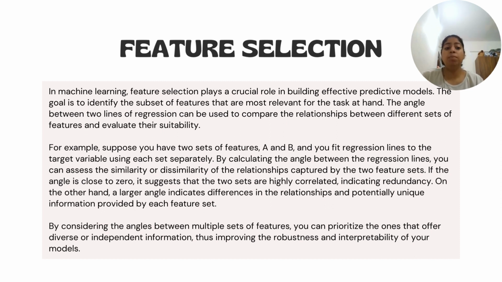By calculating the angle between the lines, you can assess the similarity or dissimilarity of the relationship captured by the two feature sets. If the angle is close to zero, it suggests that the two sets are highly correlated, indicating redundancy. On the other hand, a larger angle indicates a difference in the relationship and potential uniqueness of information provided by each feature set. By considering the angle between multiple sets of features, you can prioritize the ones that offer diverse or independent information, thus improving the robustness and interpretability of your models.